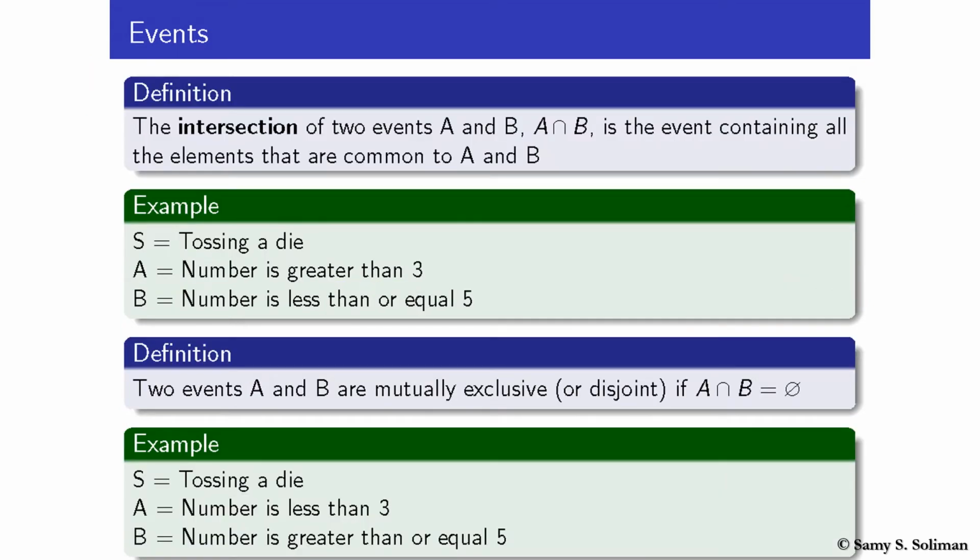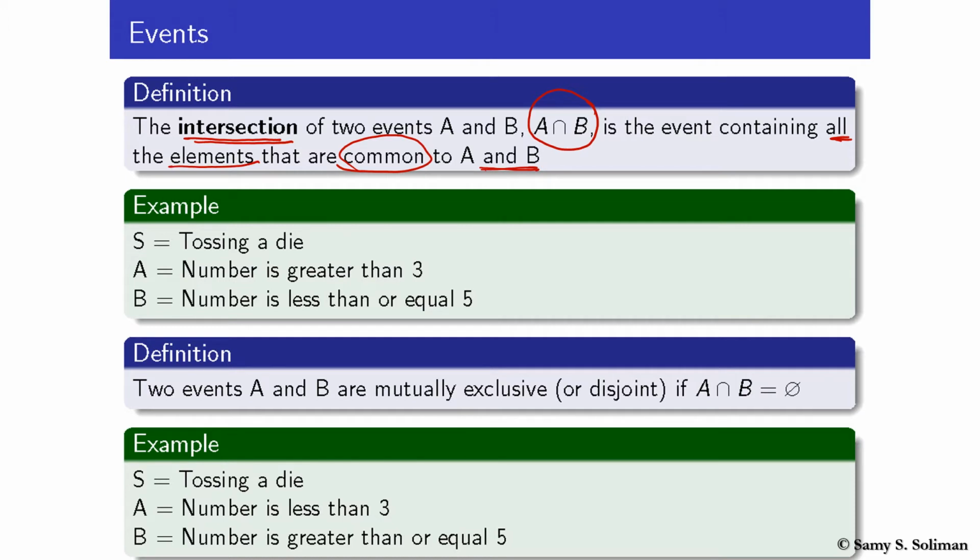Let's now define two important definitions. The first of them is the intersection of two events, A and B, usually denoted as we can see here, A ∩ B. The intersection of the two events A and B is the event containing all the elements that are common to A and B.